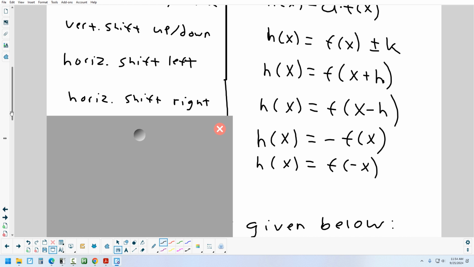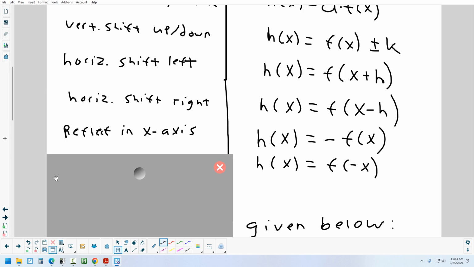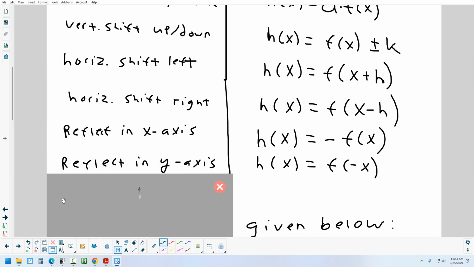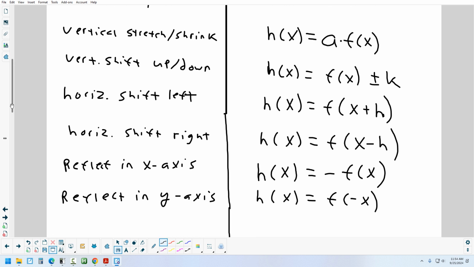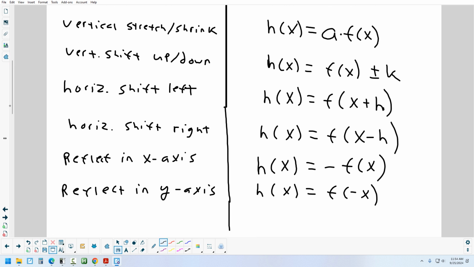A negative out in the front. This is the one that we could see when we did it on the parabola. There was one we couldn't see because it looked the same. This is the one you can see. So it reflects it over the x-axis. And then when you put the negative on the inside, that reflects it over the y-axis. Okay. So now using this chart, we're going to finish up with the last example.